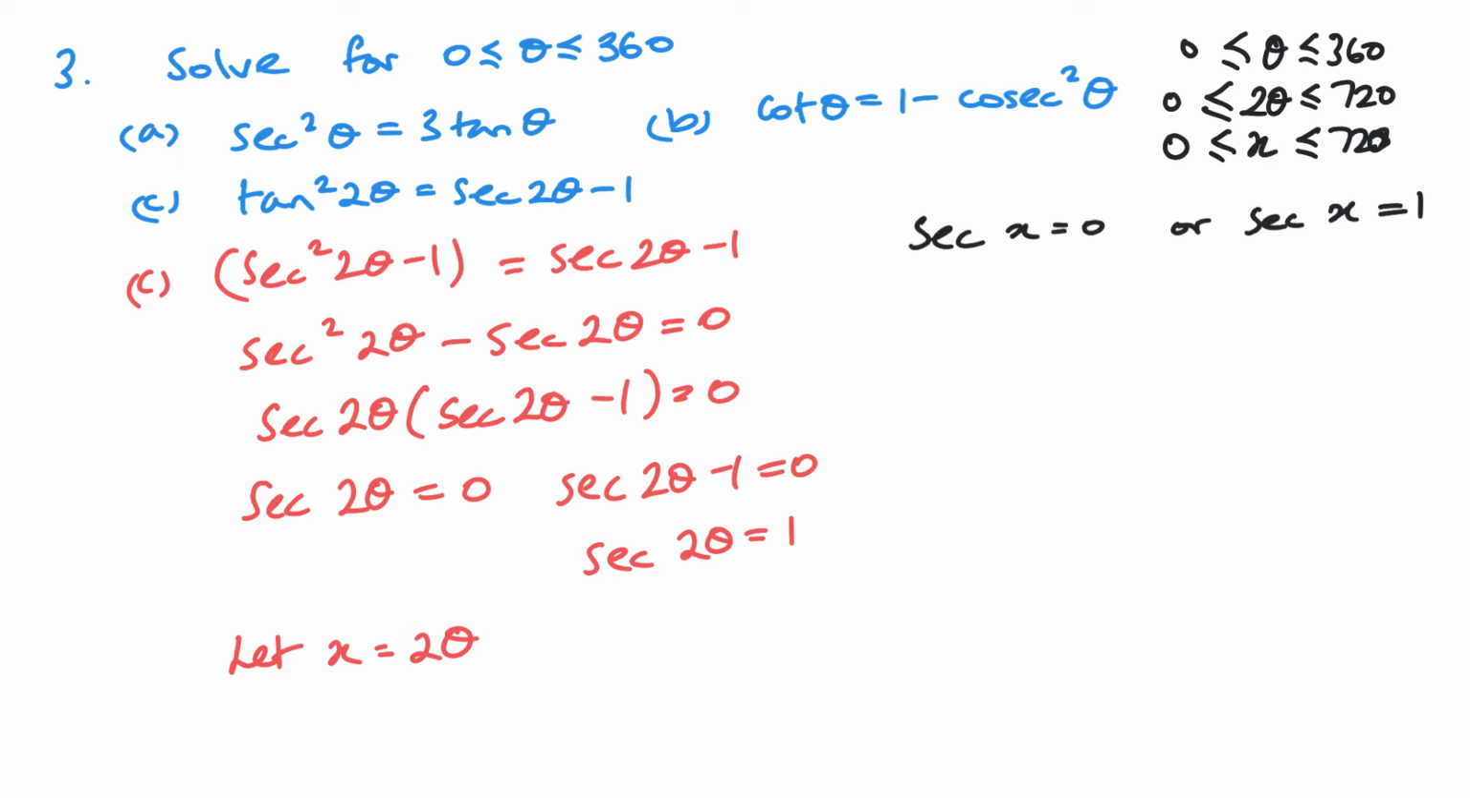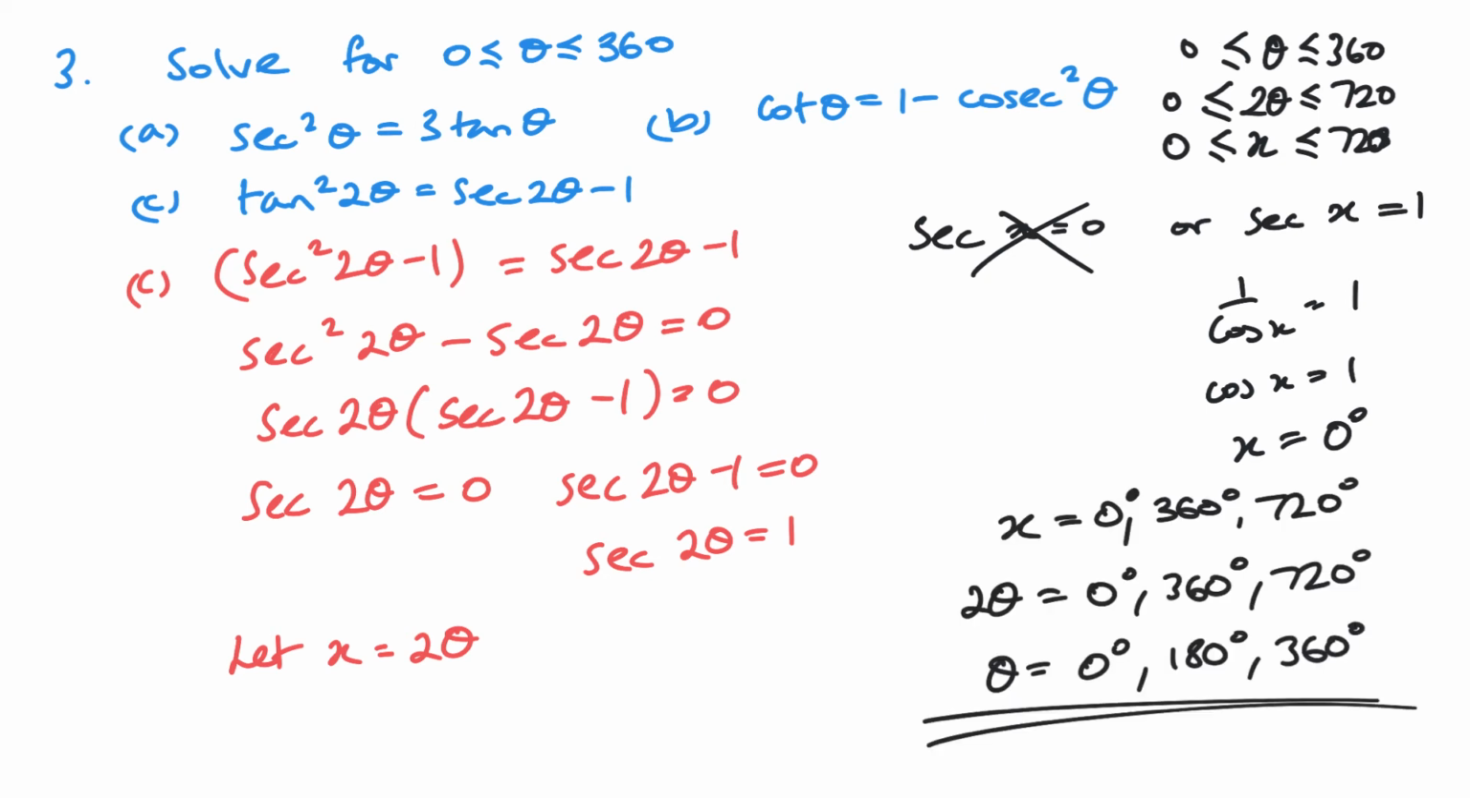Okay, so let's get my two values here. Obviously before that, sec x equals 0 cannot exist. 1 over cos, 1 over 0 doesn't work. So sec x equals 1, that one we can do. 1 over cos x equals 1, or cos x equals 1 there. So x equals 0 degrees. Now it's a matter of going up to 720 degrees. And there is my final answer.